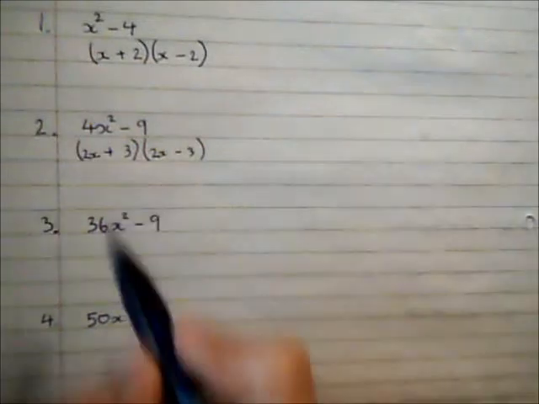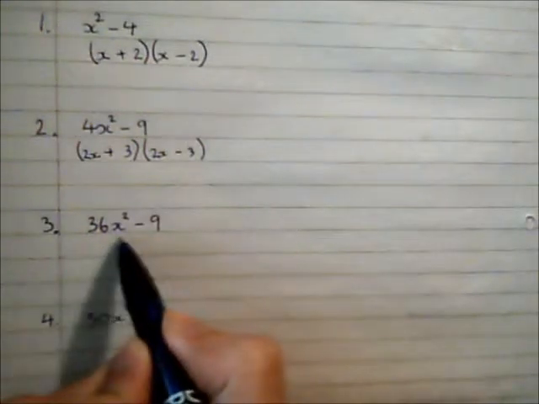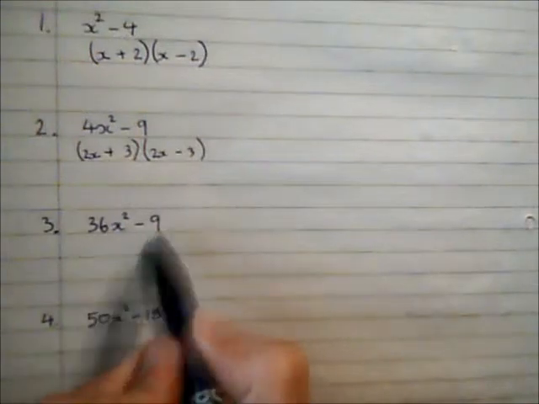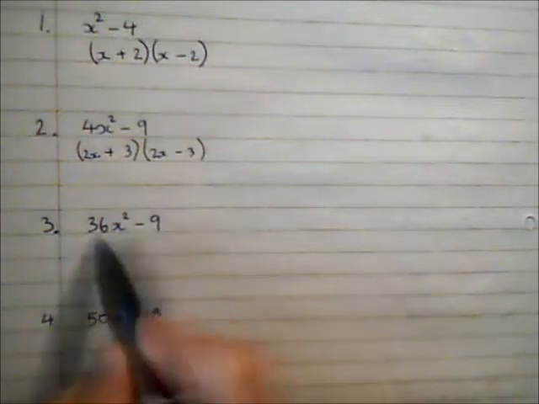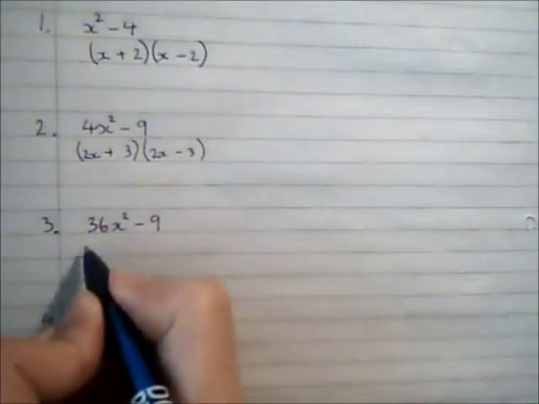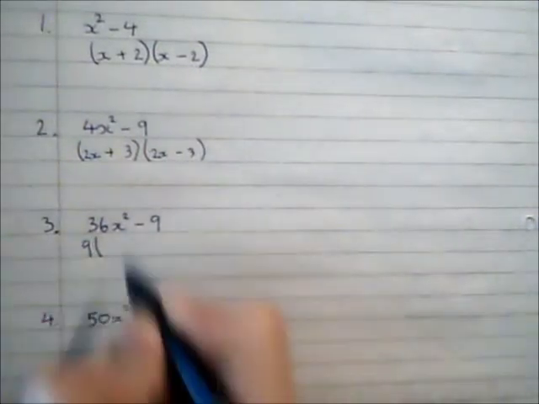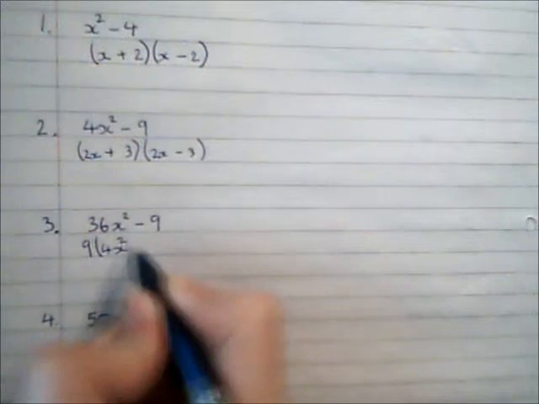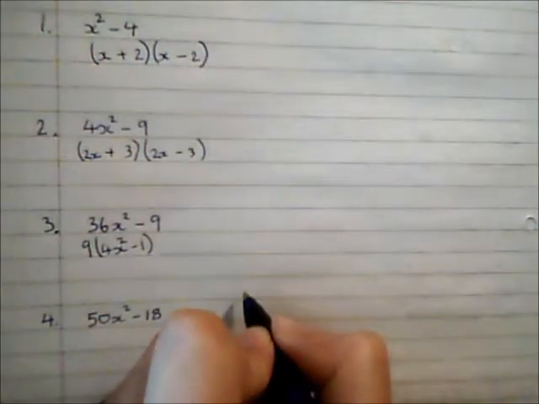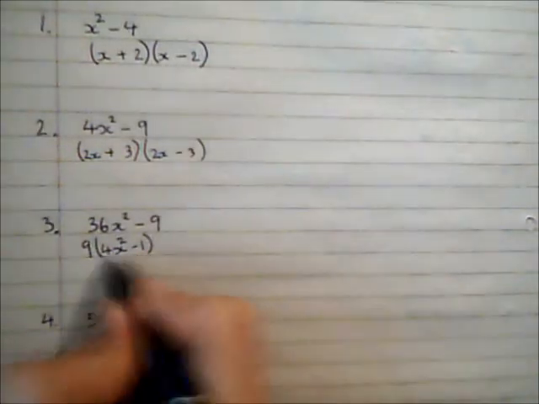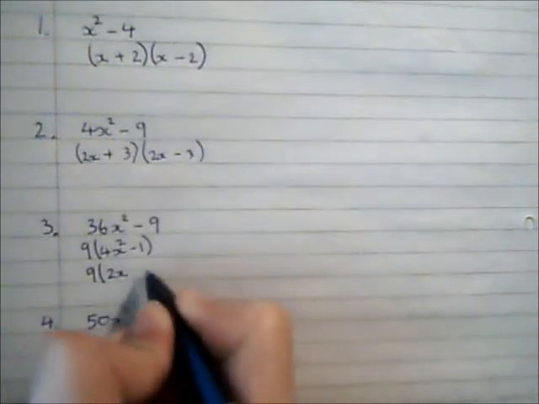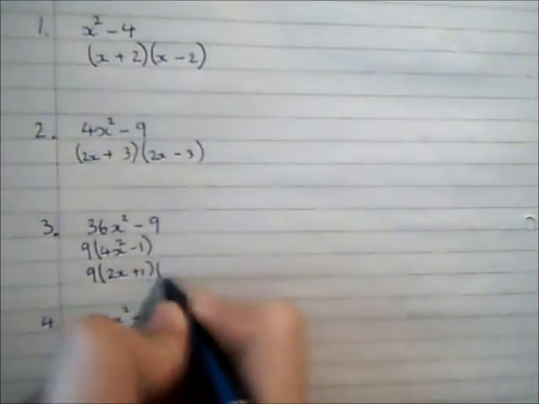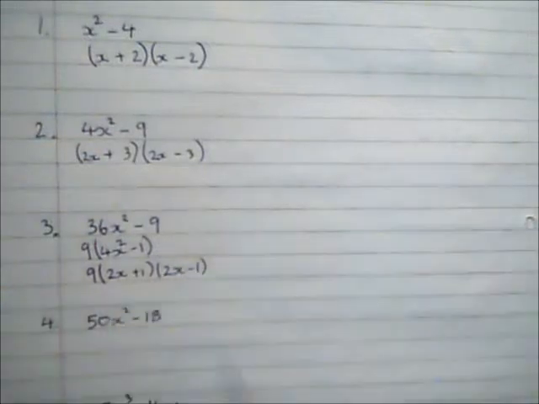Now question 3 is a bit more tricky, because I could use the difference of two squares straight away, because I can find the root of 36x squared easily and also the square root of 9 easily. But I can also see that 9 is a common factor, and you should always check for common factors first. So I'm actually going to do some single bracket factorising to get me to that. And now I'm going to use the difference of two squares for what is inside. So 2x plus 1 and 2x subtract 1.